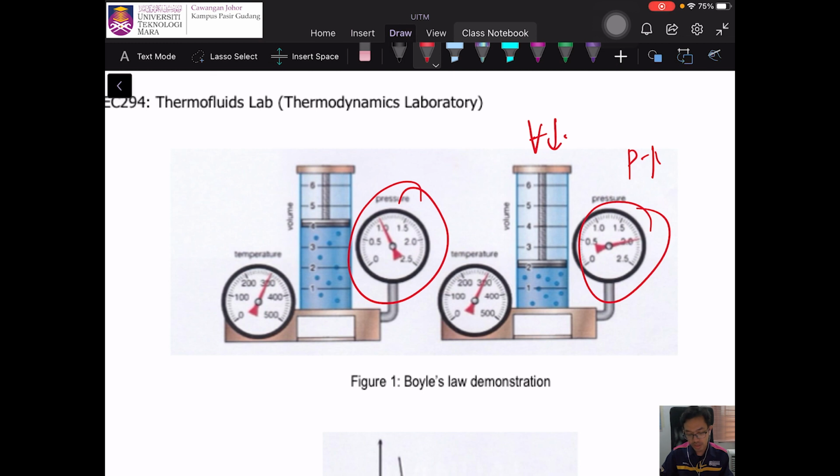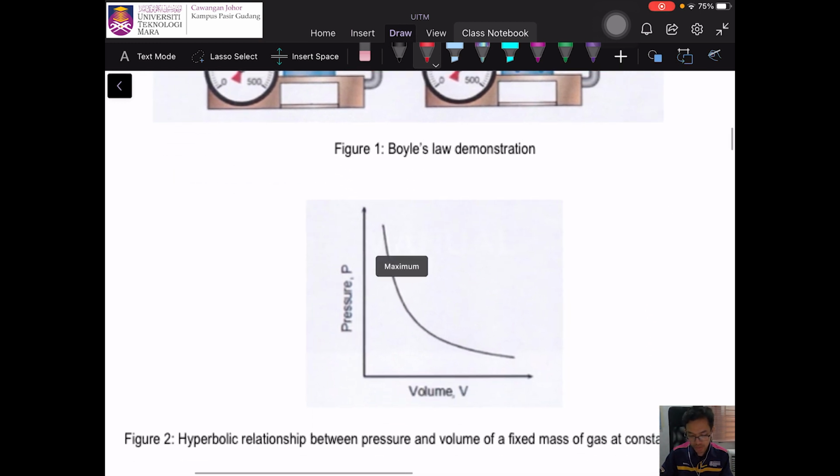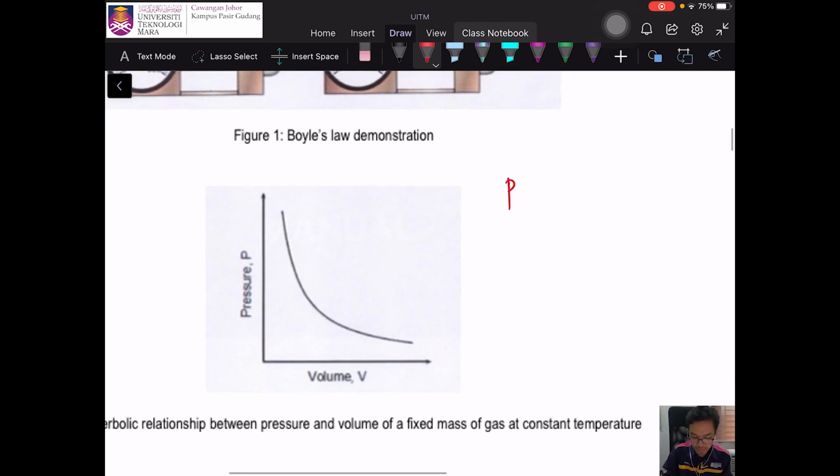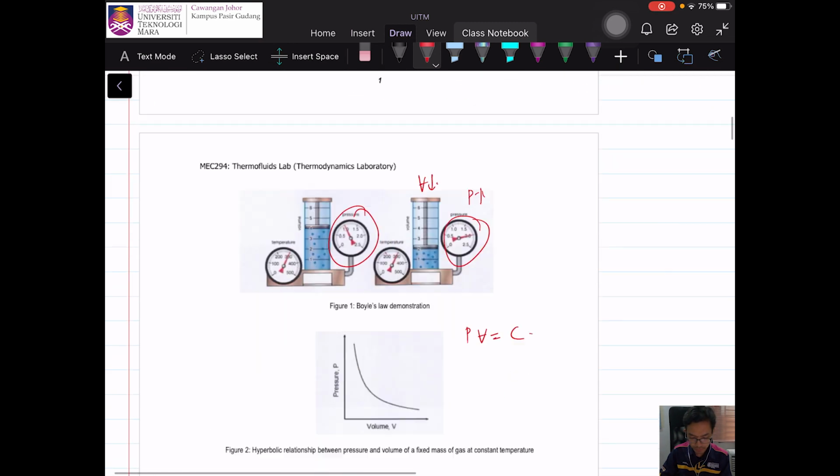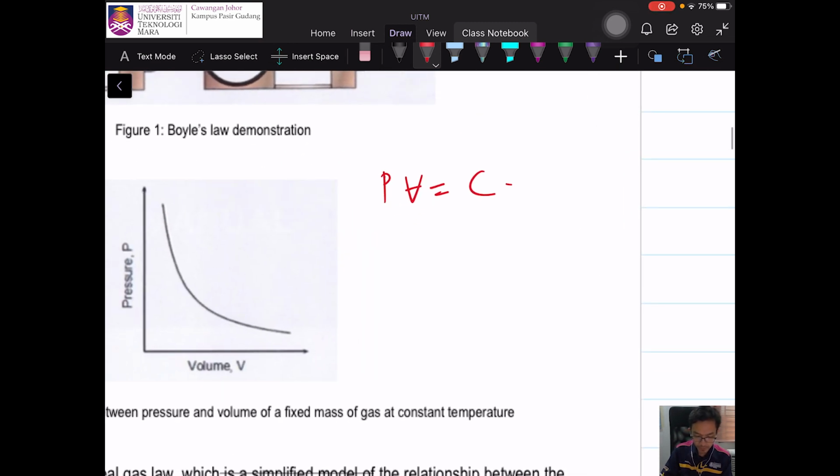So this is what you will expect when you run the experiments. In terms of this equation, since we get PV equal to constant, if we plot the pressure P and also volume V, you will get this inverse relation which relates to this equation.